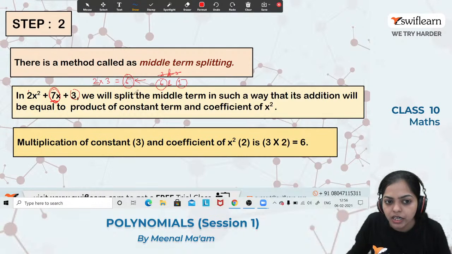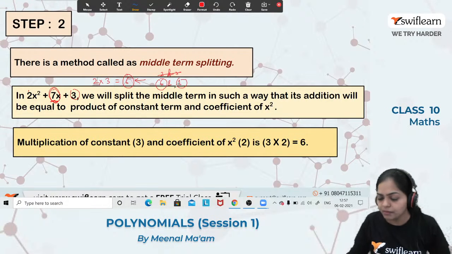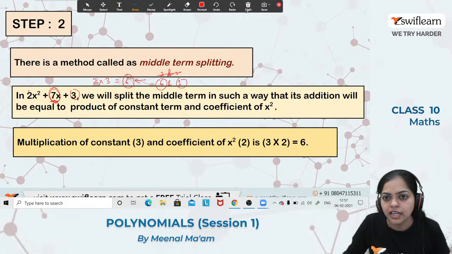So first we have to split the middle term. How are we going to split it? First take the multiplication of the constant and the coefficient of x square. Then take the factors of 6 so that the addition of those two factors is equal to 7. We got these two factors, 6 and 1. Got it? Okay, so this is the second step. Let's move on to the third step.